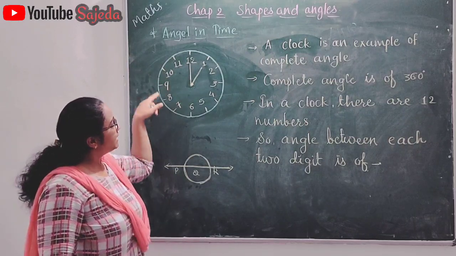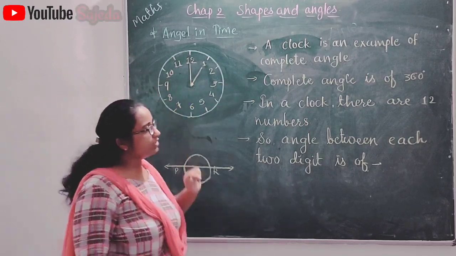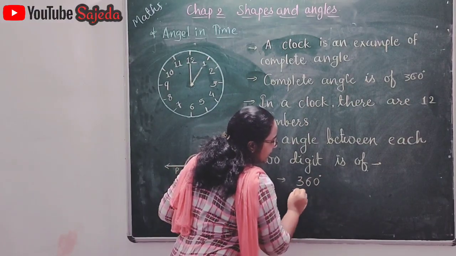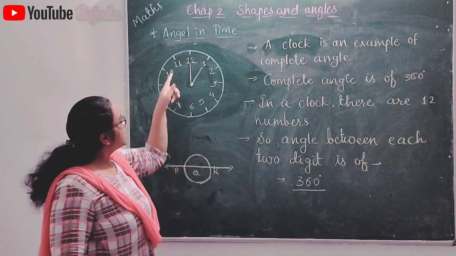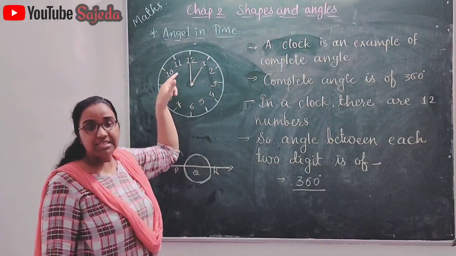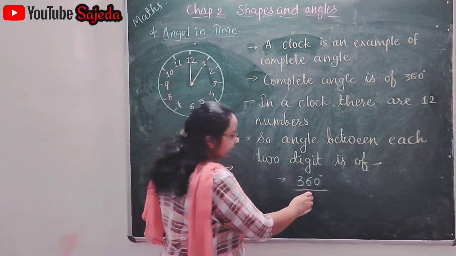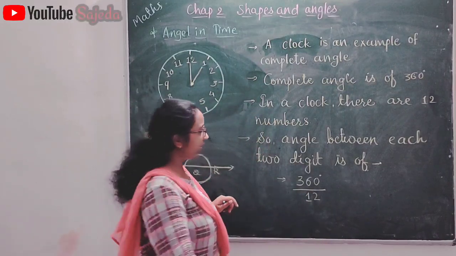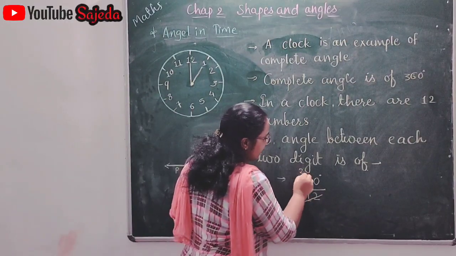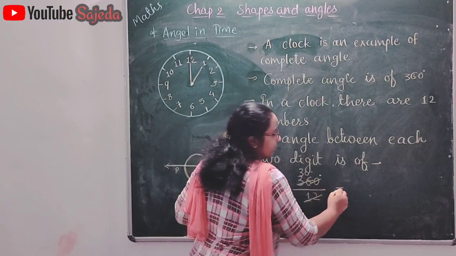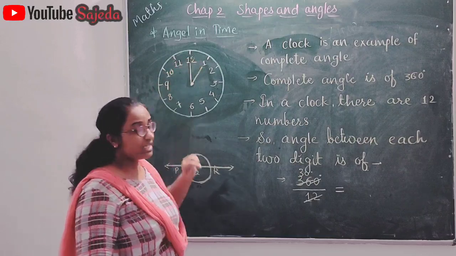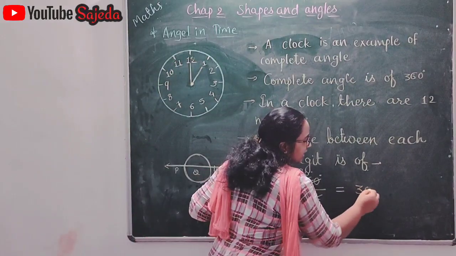We know that this clock is of 360 degree, and there are a total of 12 numbers in this clock. So we will divide 360 degree by 12. Here we will get 12 3s are 36 and 1 0, which means the angle between each two digits is 30 degree.